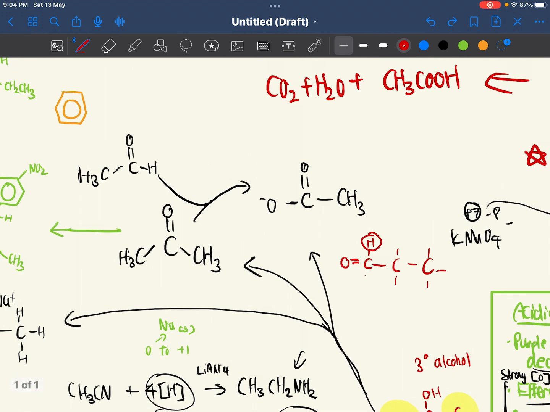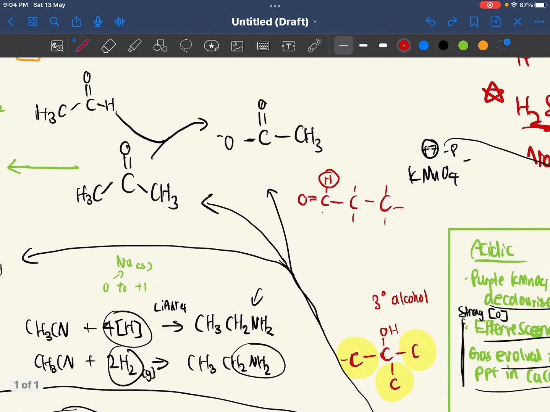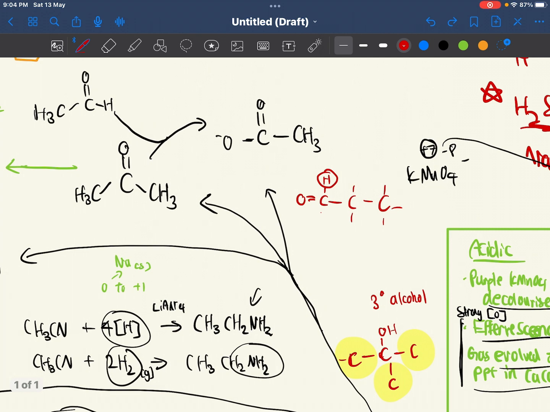Now, when we come to our carbonyl compounds over here, it's an oxidation reaction because we are losing hydrogen atoms, right? So we actually have two choices which we can use.